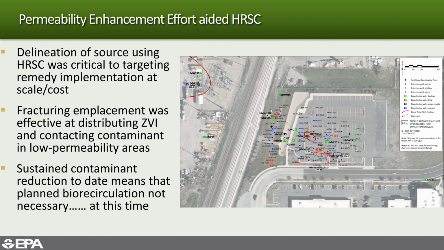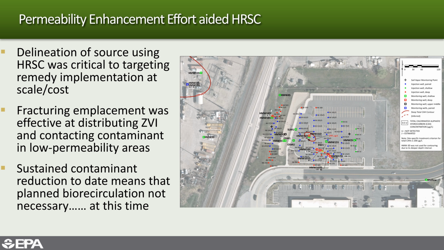So the permeability enhancement effort at Bountiful OU1 has certainly been, if not driven by high-resolution site characterization, certainly aided by it. The delineation of the source zone, remember that 400-some-odd square foot area that was depicted from the MIP, was really critical to targeting a small targeted action, a remedy implementation at a scale and cost that the project could actually afford.